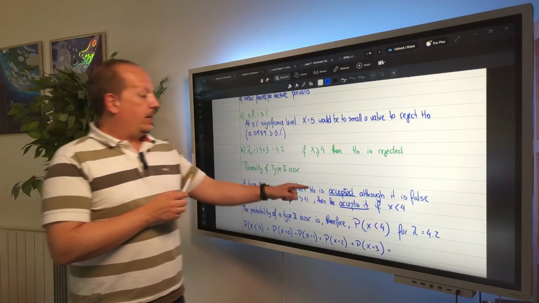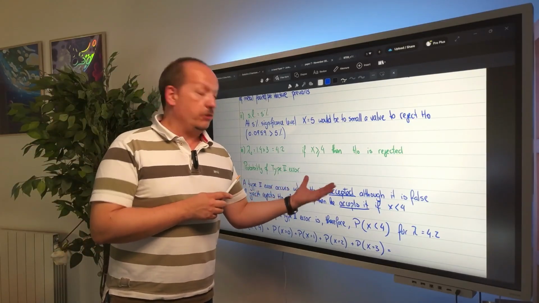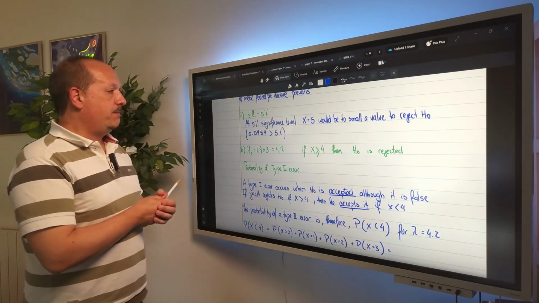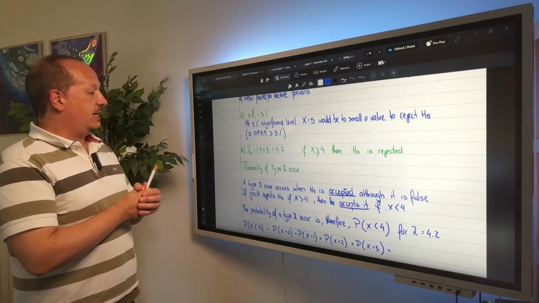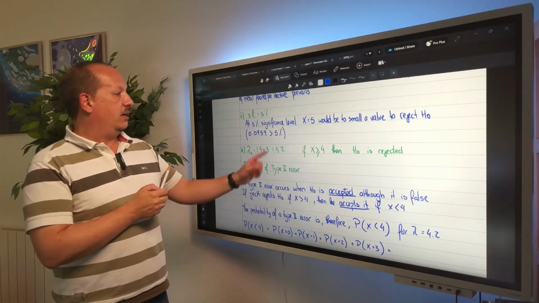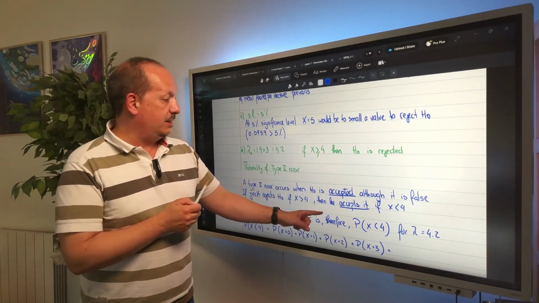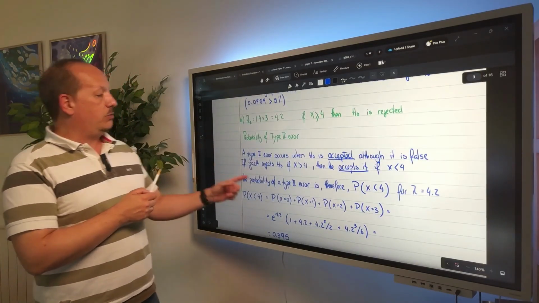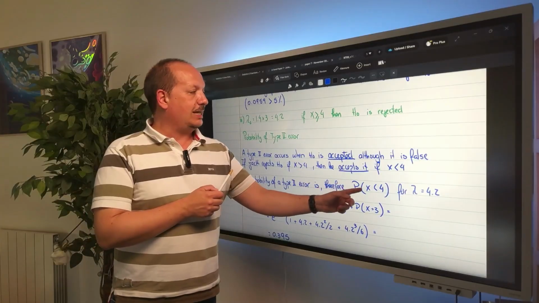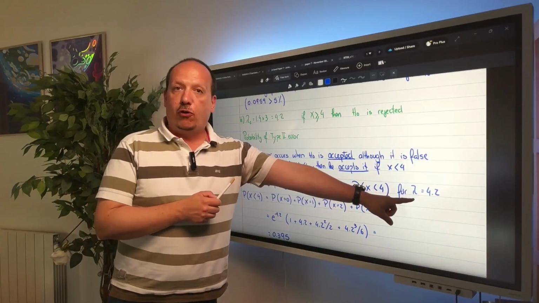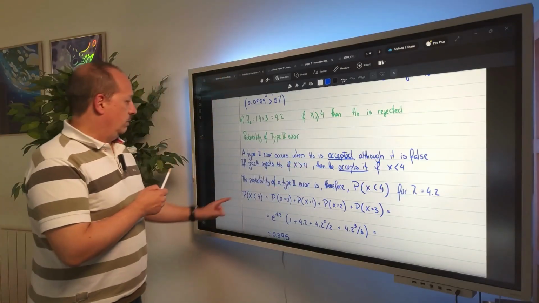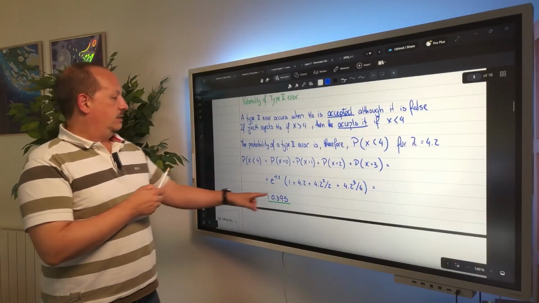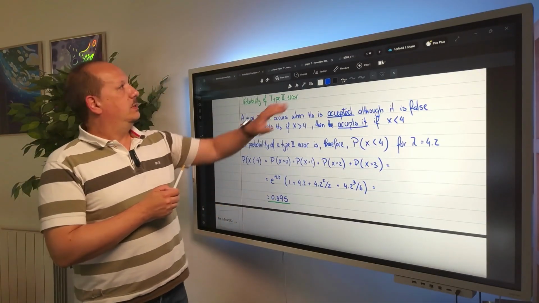This happens when H0 is accepted, or you fail to reject H0, to be more precise, although it is false. If Jack rejects H0 when X is bigger than 4, then he will accept it if X is smaller than 4. So the probability of a type 2 error is that 4. Therefore, the probability that X is smaller than 4 for the new lambda, 4.2. So here you have the calculation, and this is it. Last one.